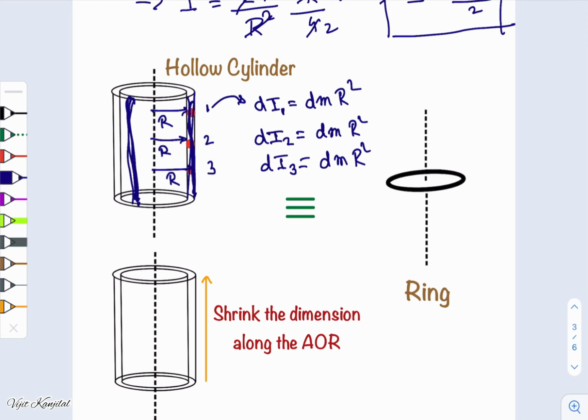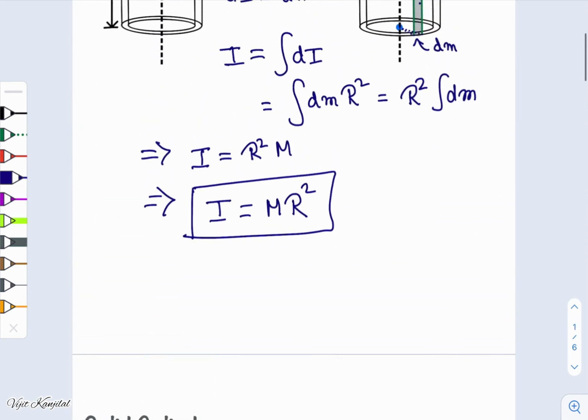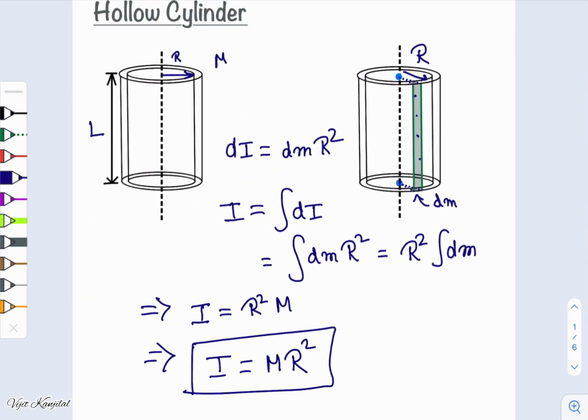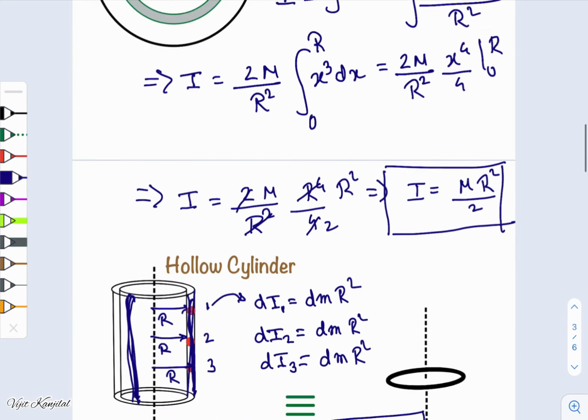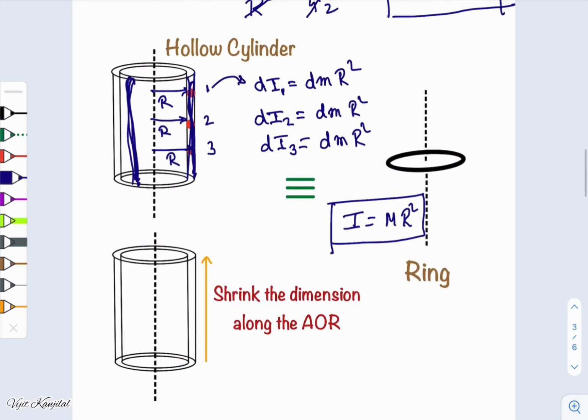And what is the moment of inertia of a ring about its central axis, which is perpendicular to the ring? It is nothing but mr square. This is the same as the case we derived for the hollow cylinder. So what we have done in this case, we have just shrunk the dimension which is parallel to the axis of rotation, and by doing that we have simply reduced the hollow cylinder to a ring.